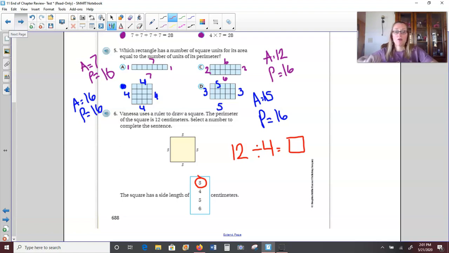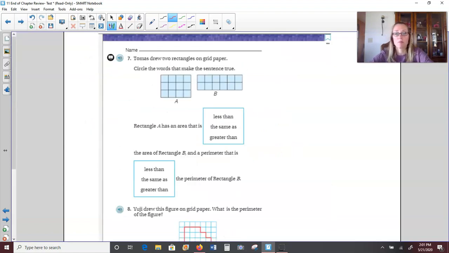All right, over to the next page. All right, so on number 7, it tells us that Thomas drew 2 rectangles on grid paper. Circle the words that make the sentence true. Rectangle A has an area that is less than, the same as, or greater than the area of rectangle B, and a perimeter that is less than, the same as, or greater than the perimeter of B. So let's find the area and perimeter of both rectangles, and then we can accurately compare them.